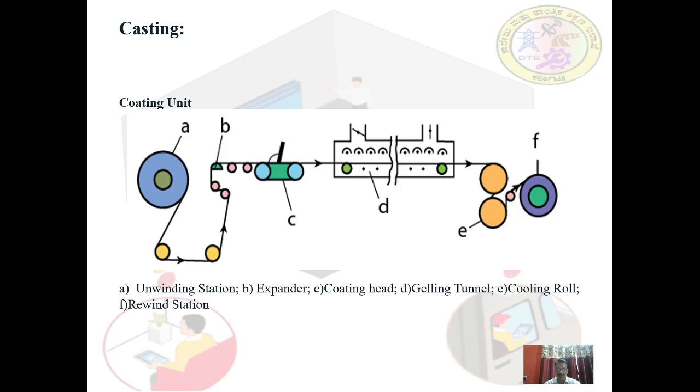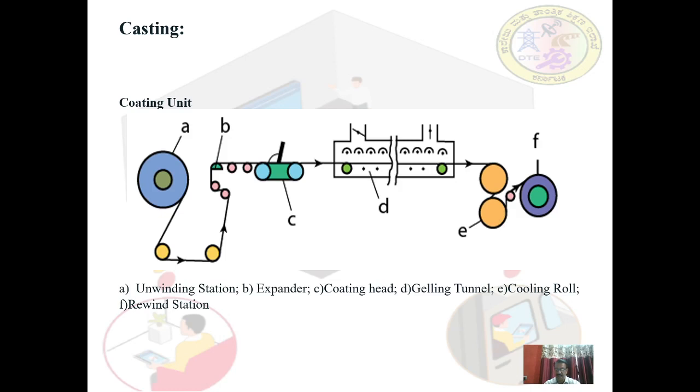it is used for production of self-supporting film by coating sheet material such as paper or textiles. The most important material that is used for production of coatings is PVC paste. The equipment for coating consists of an unwinding station, an expander, coating head, gelling channel, cooling system, and a rewind station.